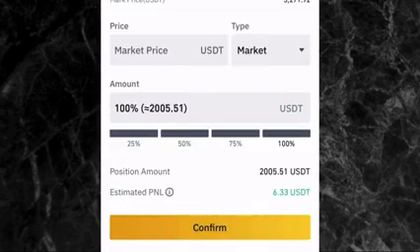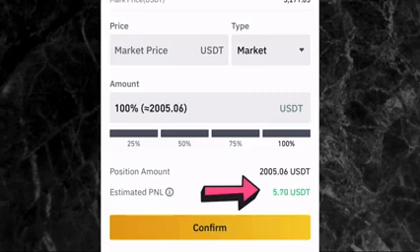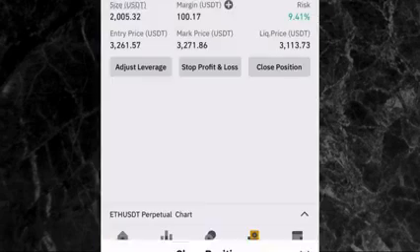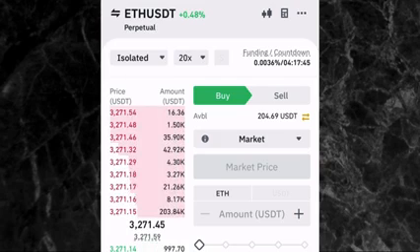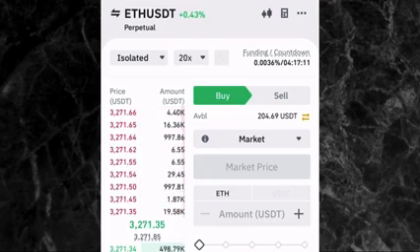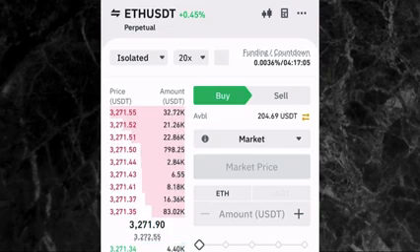You can see we've already made about 5 USDT right now, and just tap on confirm. And once you go back to your available balance, you see that we already have 204 USDT. So just right now we've already made 4 USDT. So that is how you can take a trade, set your take profit, your stop loss, and that is how you can close a trade and take your profit.